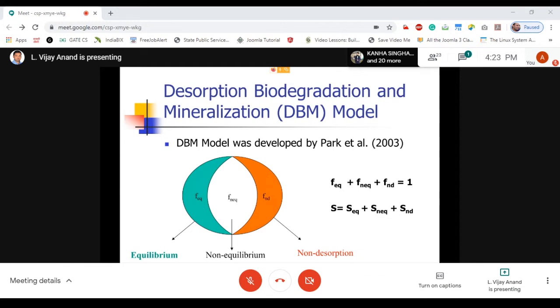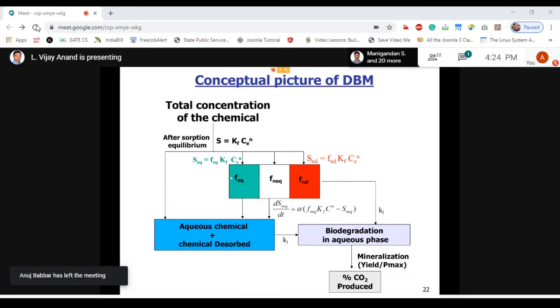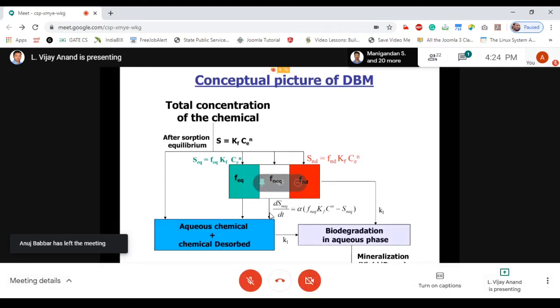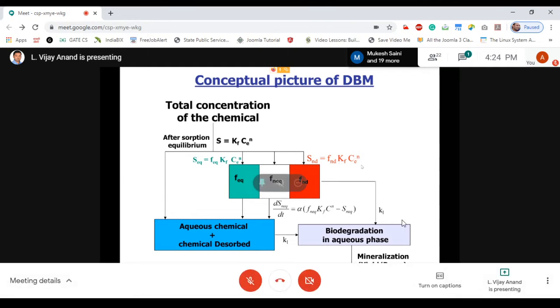If you look at the conceptual picture of DBM, this is what we are trying to capture. Given a total concentration of the chemical, the pesticide here, the total sorption is S, related to the Freundlich form. FEQ is the fraction at equilibrium that is present in the adsorbent. FNEQ, as I have already described, is a kinetically limited sorption and desorption fraction. And SND is the non-desorbed or hysteretic phase, which is not available for degradation.